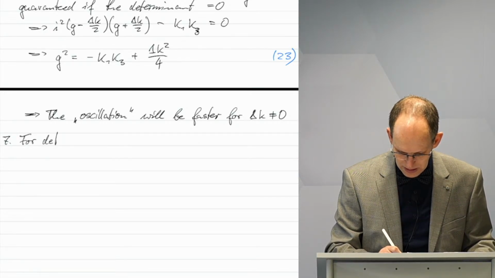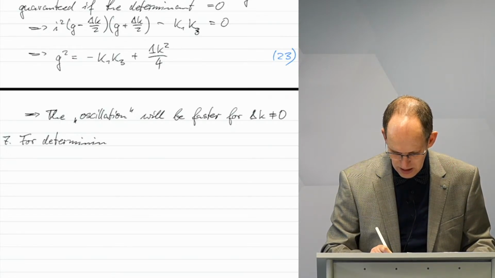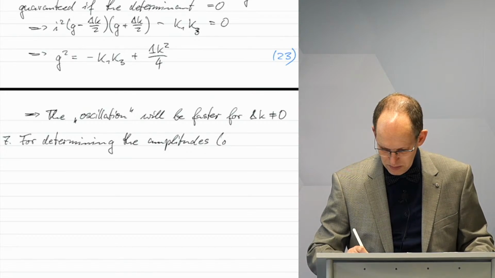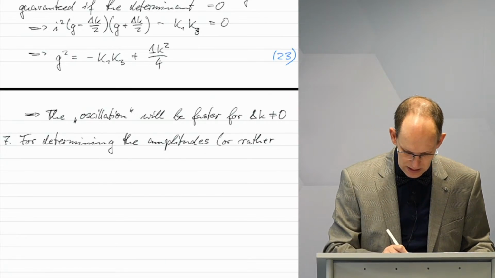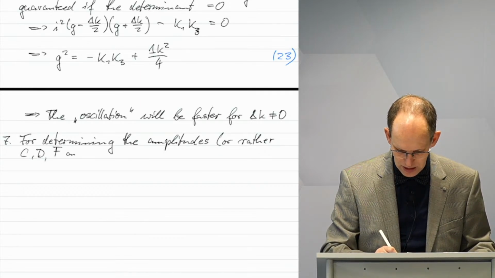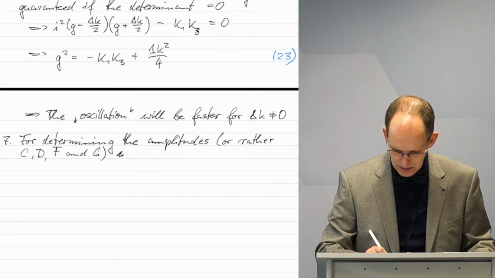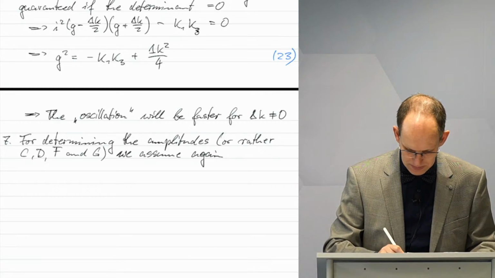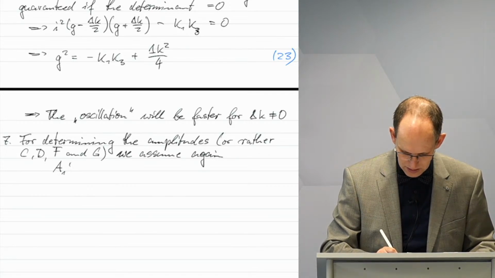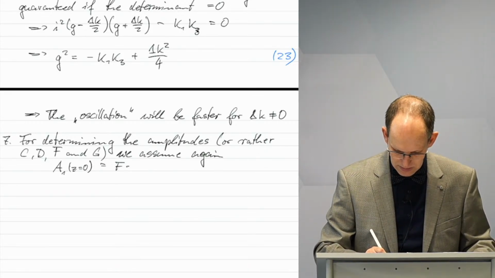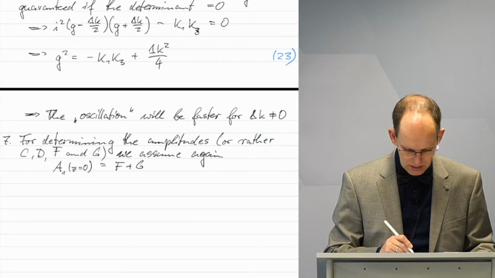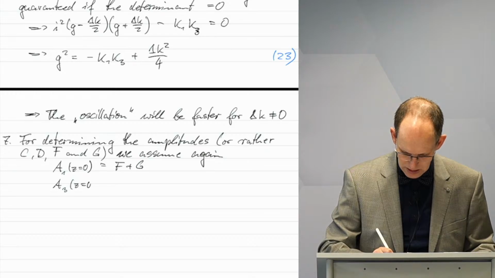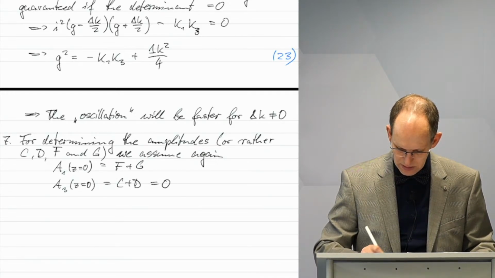For determining the amplitudes, or rather these constants here, C, D, F, and G, we assume again that A1 of z equal to 0 is equal to F plus G, and A3, well, we don't assume this actually, plus D is equal to 0, right?